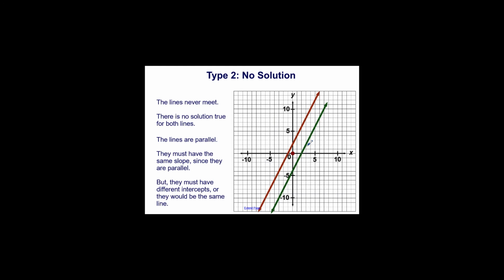But here now we have our second type where there's no solution. As you can see from the graphed lines, these lines never meet. There is no solution true for both lines. The lines are parallel.